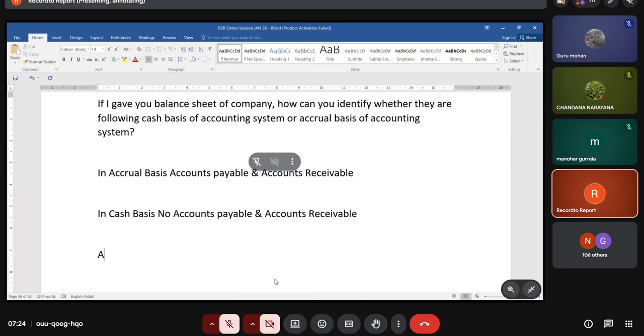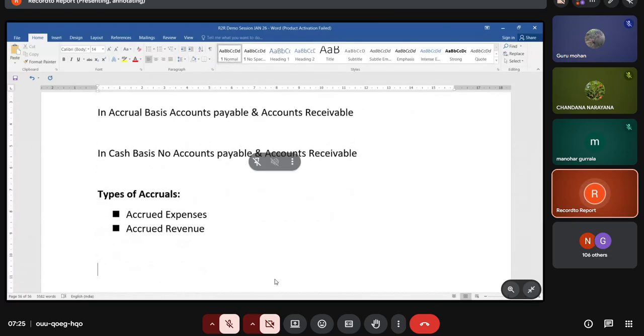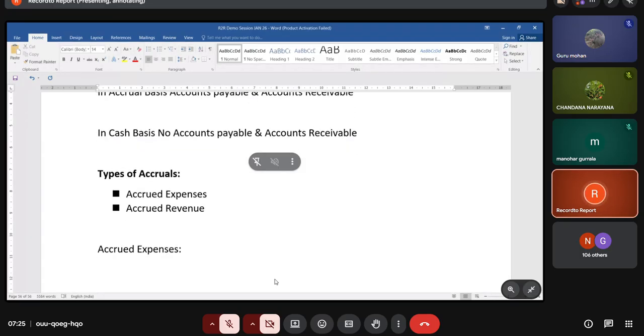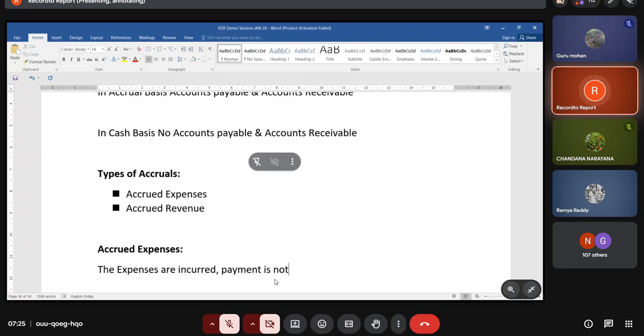So, types of accruals. We have two types, guys: accrued expenses and accrued revenue. What are the two types? Accrued expenses and accrued revenue. So let's think about accrued expenses now. Accrued expenses are nothing but expenses that are incurred, but payment is not done.